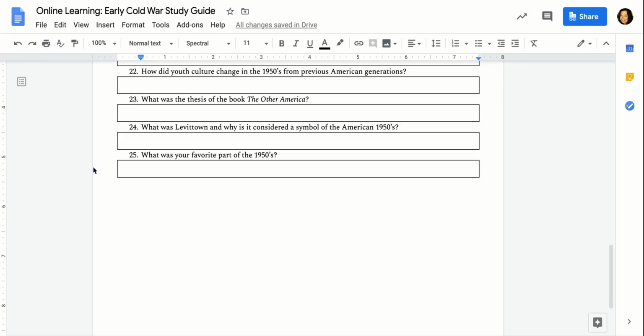21, who was Elvis Presley and what impact did he have on the 1950s? Number 22, how did youth culture change the 1950s from previous American generations? Teenagers have always existed, but during the 1950s decade, they were pretty prominent. So can you just tell me what were some of those characteristics of those teenagers? What was the thesis of the book, The Other America? What was it about? And number 24, what was Levittown and why was it considered a symbol of the American 1950s? So 23 is the lesson from last class.